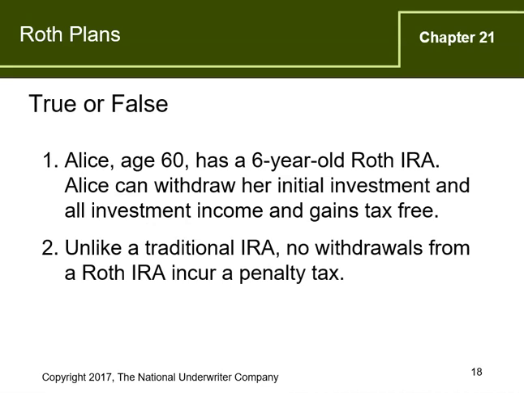So true or false? Alice, age 60, has a 6-year-old Roth. Alice can withdraw her initial investment and all investment income and gains tax-free. So the issue is it's over 5 years, over 59.5. Therefore, she can withdraw it, and the income and gains are tax-free. That's true.